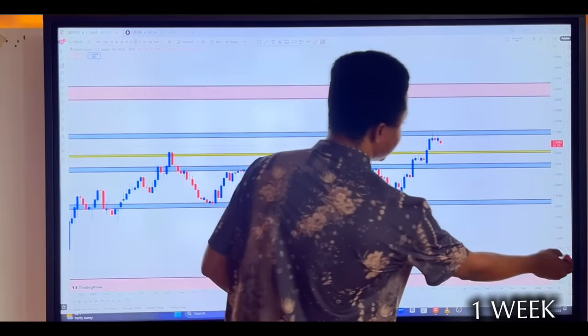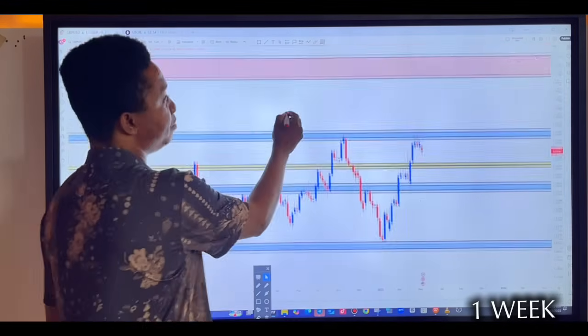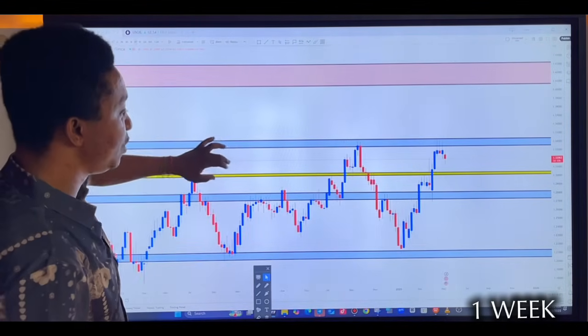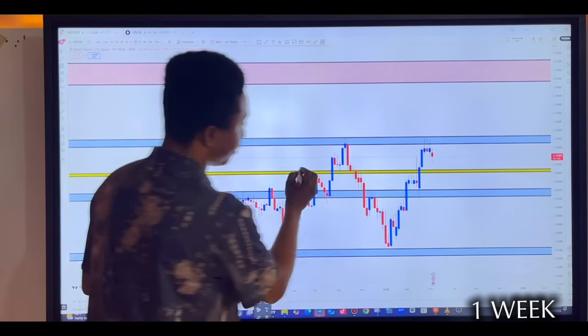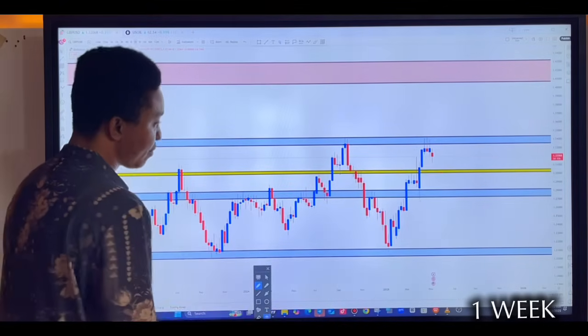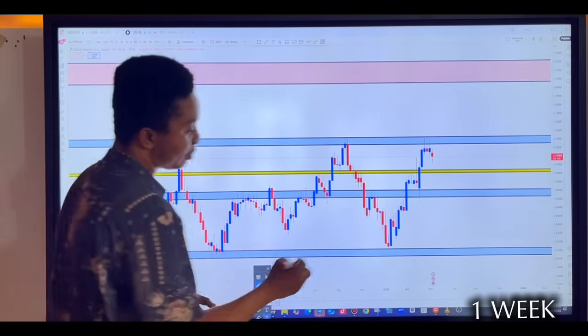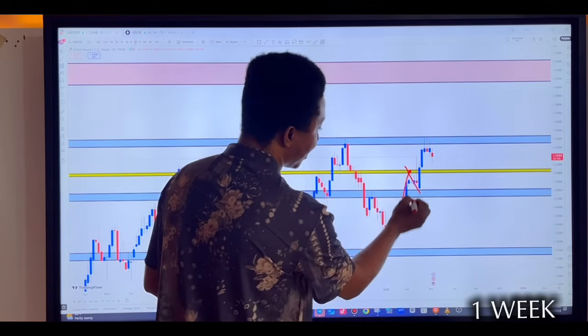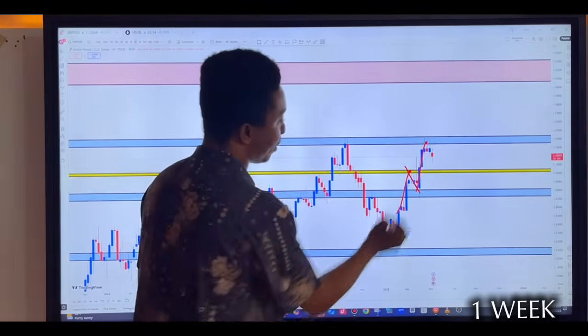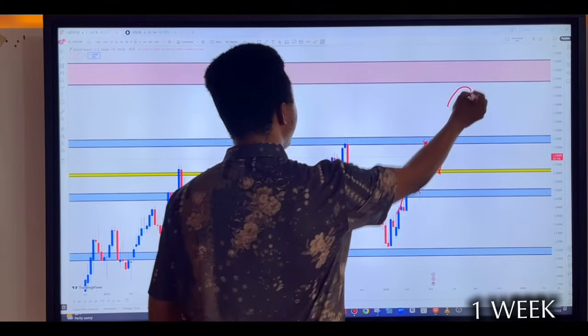Alright, so this is the weekly time frame of GBP/USD. Now GBP/USD on the weekly time frame, we have the weekly mid-range zone over here. On the weekly time frame, price is also in an uptrend. We've seen higher high, higher low, and another higher high. What is going to happen? Another higher low before price takes off all the way to the upside.